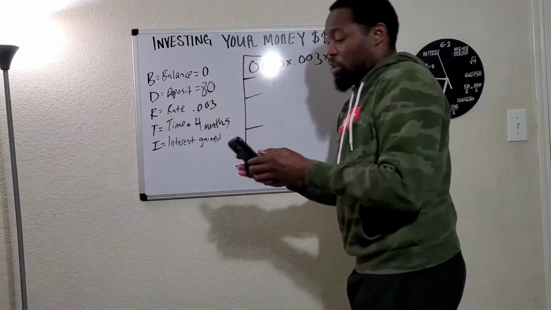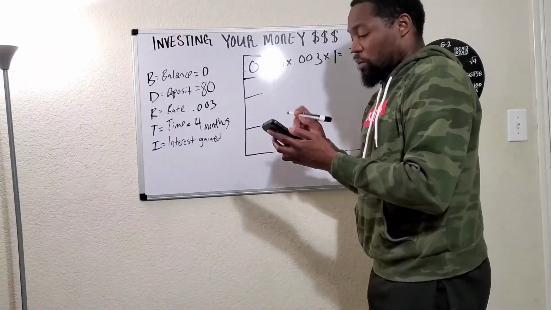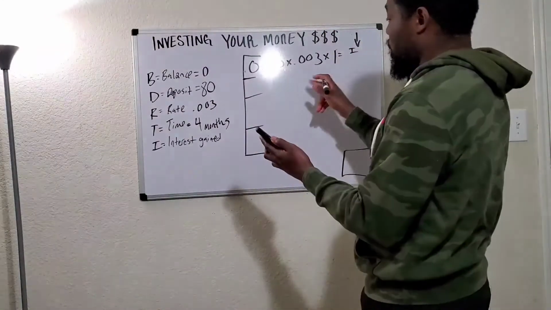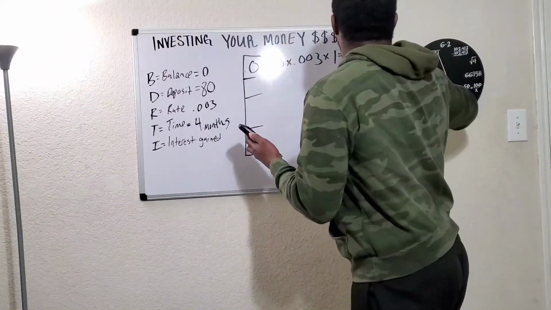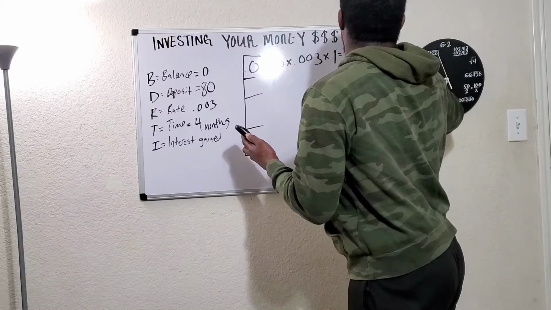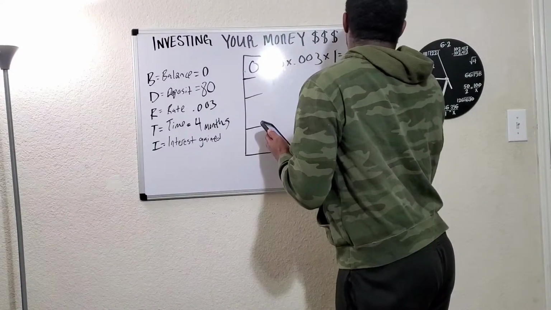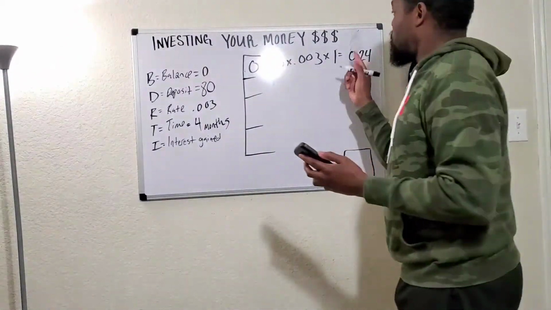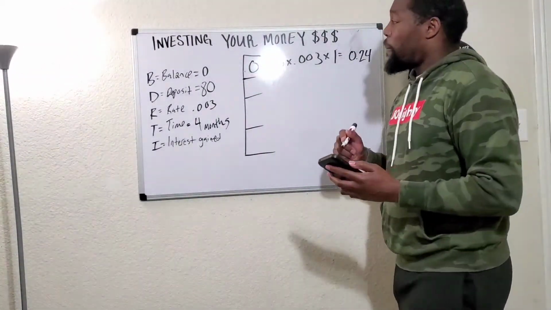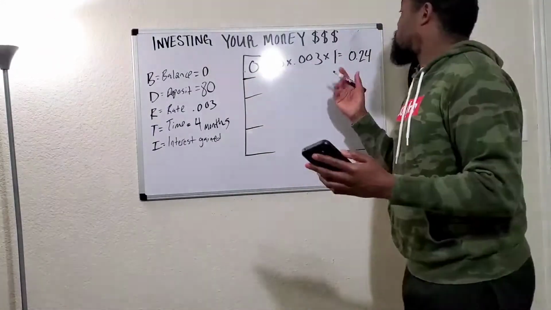Now, remember, you can do this on a regular phone calculator. So that's what I'm going to do. Grab my phone calculator, and I'm just going to put this number in. And the answer is 24 cents. Right? We gained 24 cents here. Okay? And that's it. That was all you had to do. How much interest was gained? 24 cents.